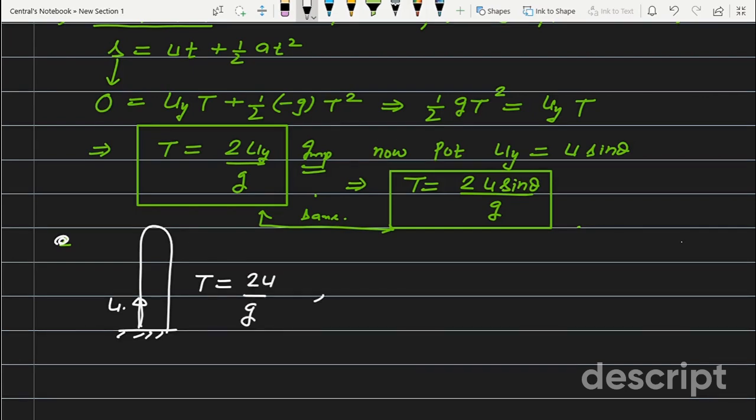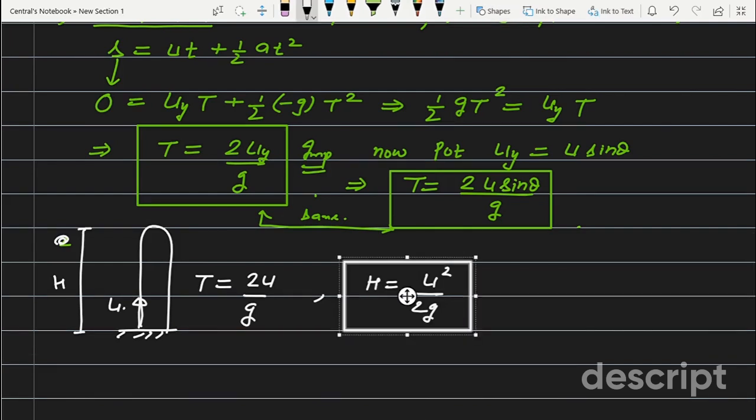2u by g. And what is the maximum height attained? Maximum height attained is u square by 2g. Now we can use this analogy to remember the formulas. If you throw a particle up with speed u, the total time taken is 2u by g.